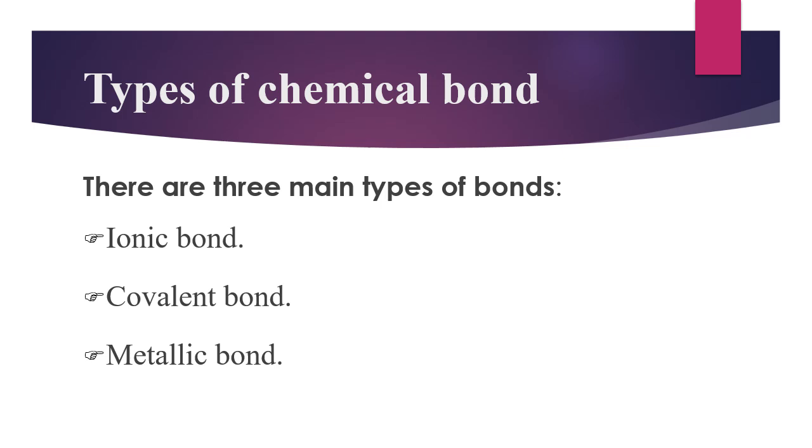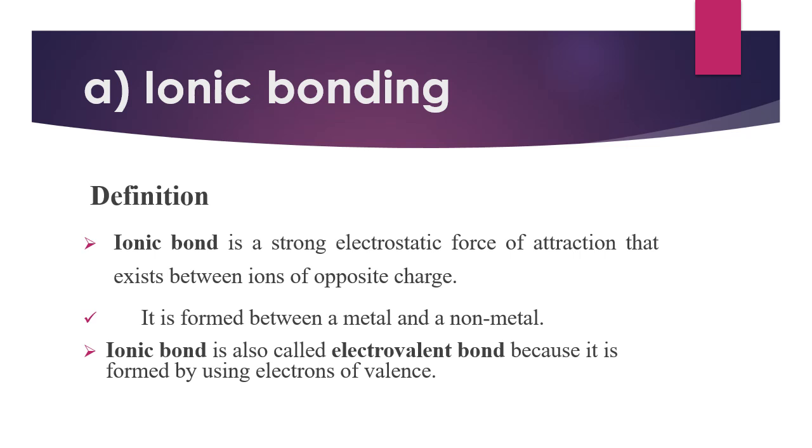Let's talk about the types of chemical bond. There are three main types of bonds. We have ionic bond, we have covalent bond, and we have metallic bond. Let's start with ionic bonding.